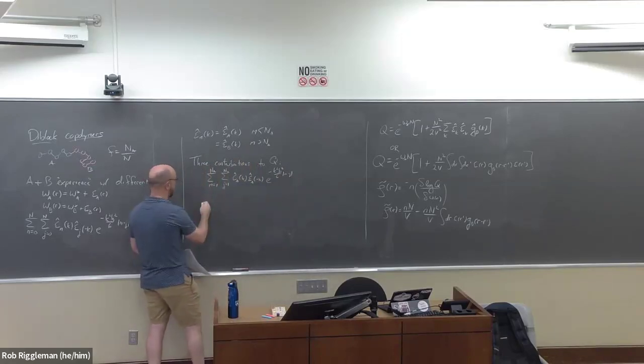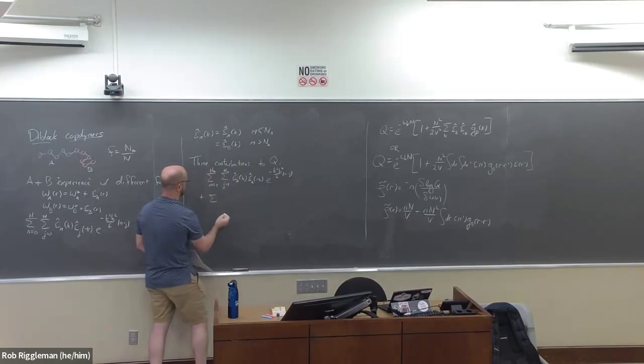Right, so that's the AA contribution, plus we can do the BB next. So we'll start at NA, N.